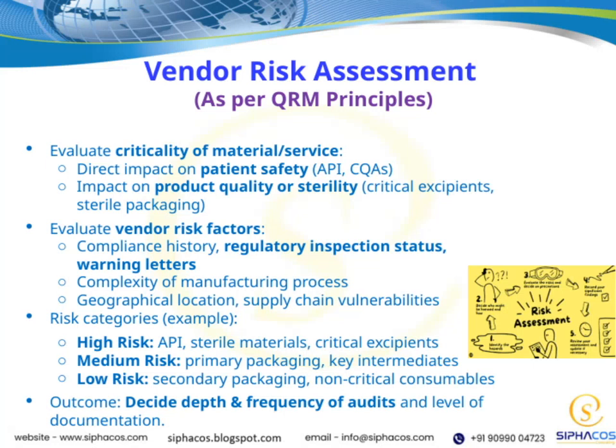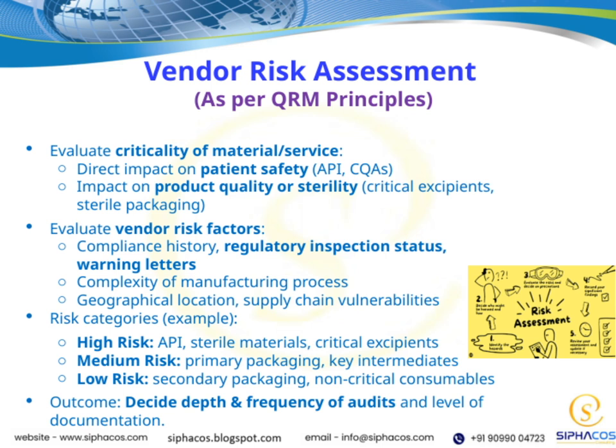When evaluating the criticality of a material or service, it's essential to consider its direct impact on patient safety, such as API and CQAs. These are the factors that can directly influence the safety and efficacy of the final product. Additionally, we look at how the material affects product quality or sterility, especially when it comes to critical excipients or sterile packaging. These elements are vital to maintaining the integrity of the product.